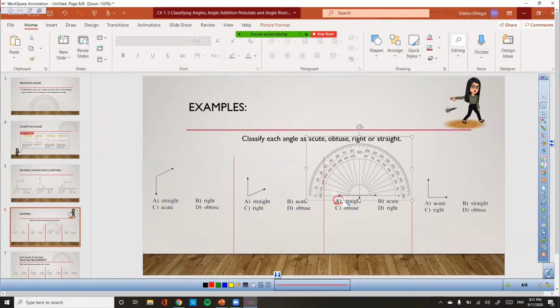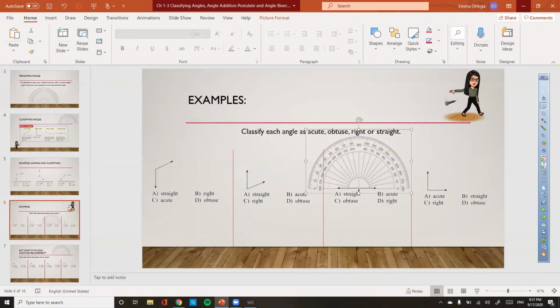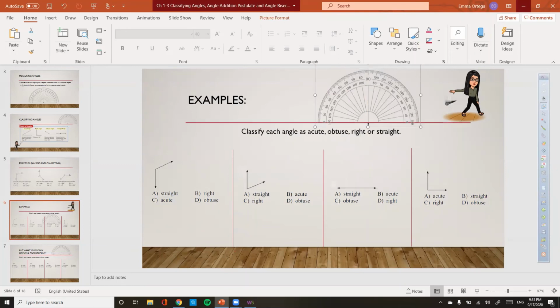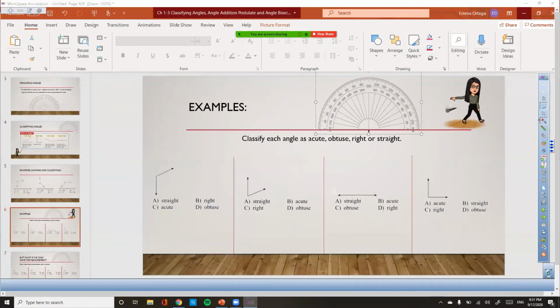And lastly, this last one, well, it looks like it's 90 degrees, but how can I be sure it's 90 degrees? In this case, obviously, I can just put my protractor up here. And as you can see here, it's 90 degrees. So it will be called a right angle, because it's exactly 90 degrees.